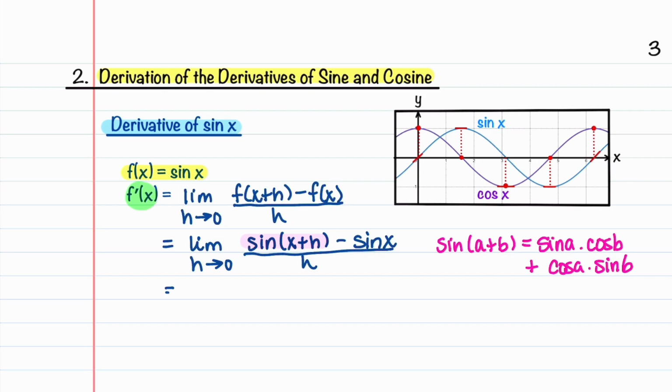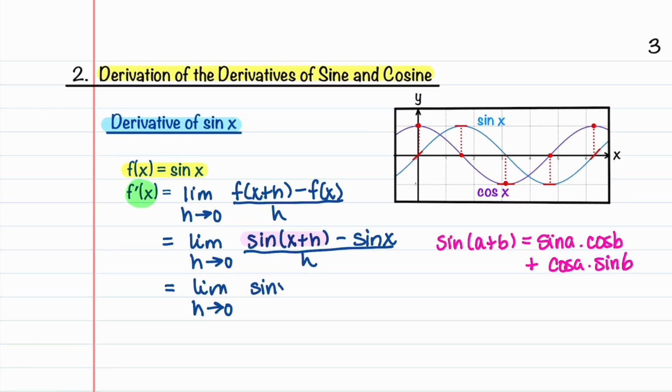Let's now substitute that in. We have the limit as h goes to 0. Sine of x plus h is now sine x cosine h plus cosine x sine h, minus our sine x. And then all of this is divided by h.